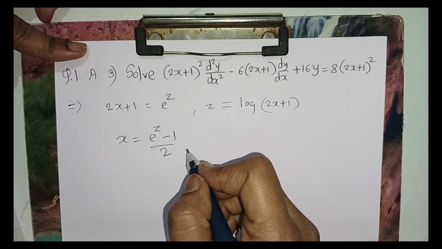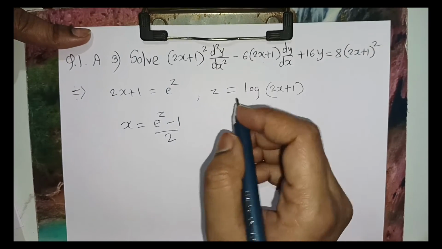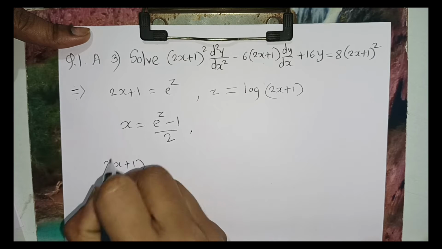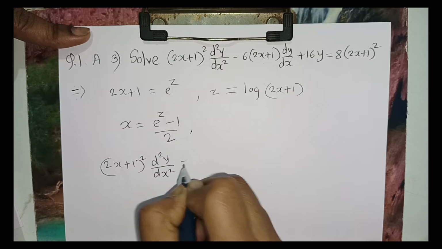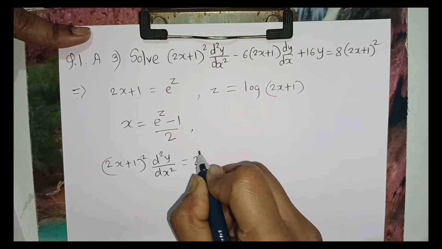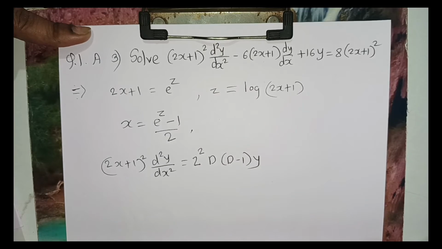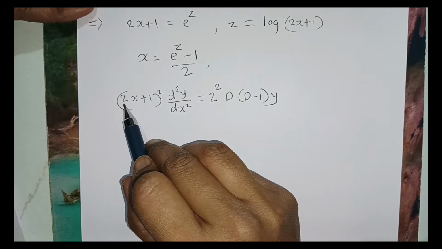Okay, and the basic substitution for 2x plus 1 bracket square d square y by dx square is equal to 2 square D into D minus 1 operating on y. What is this 2? This 2 is the coefficient of x in ax plus b.